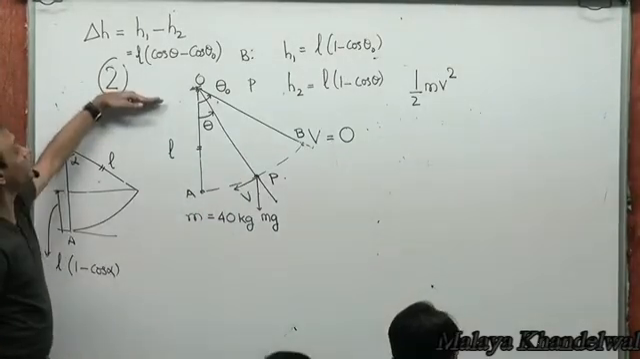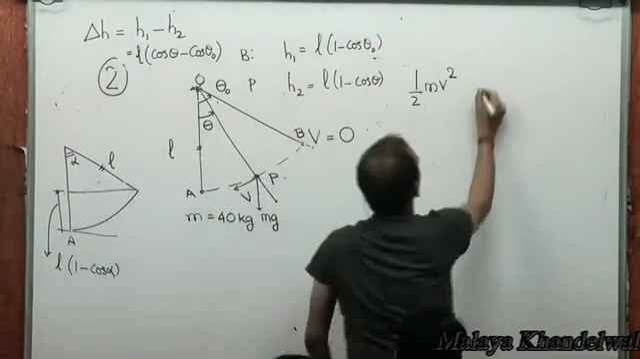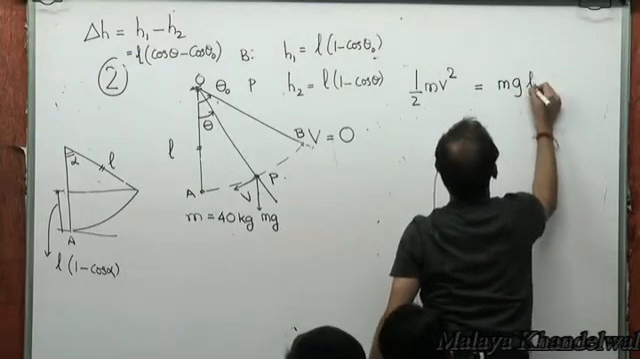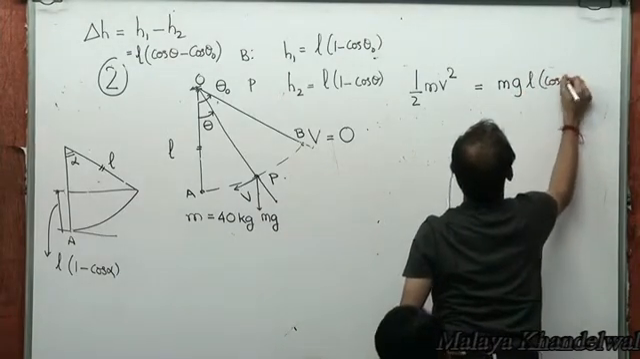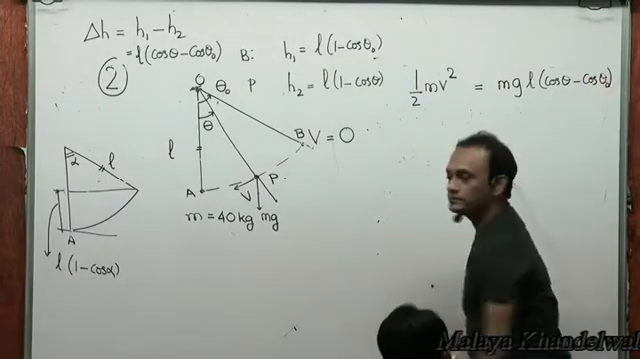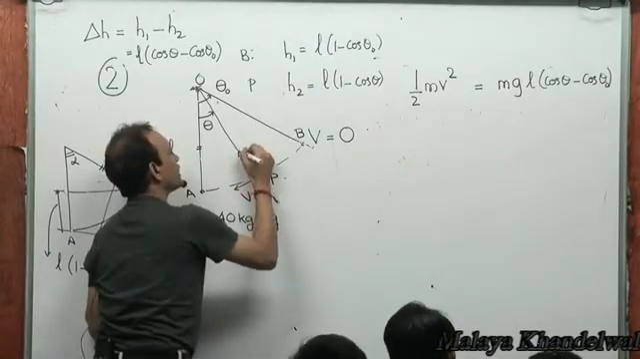Therefore, loss of potential energy would be mg into loss of elevation. So, gain in kinetic energy is loss of potential energy, mg into delta H, which is L into cos theta minus cos theta naught. Clear? Now, come to the tension at P, which is what we are seeking to find.